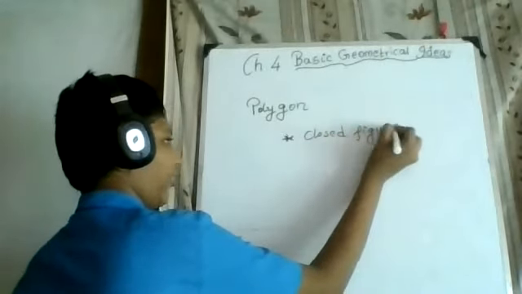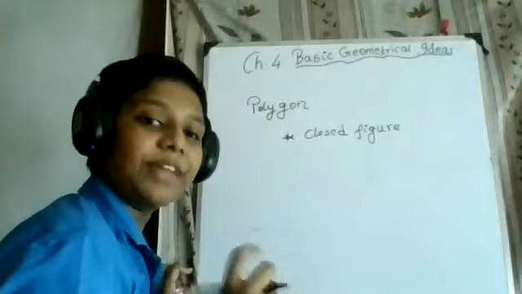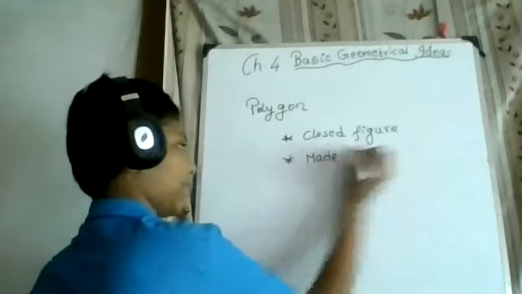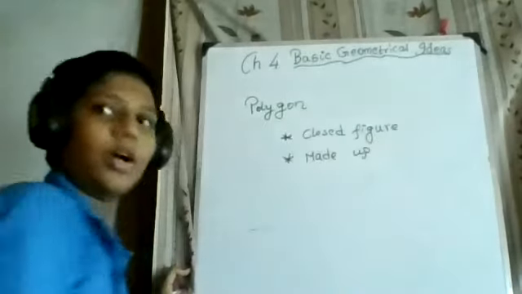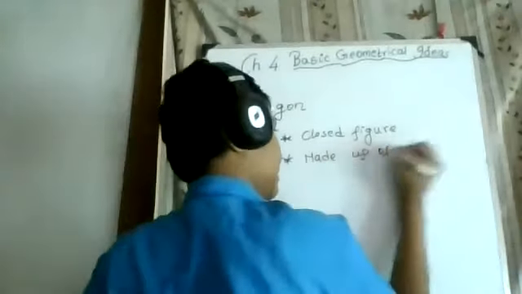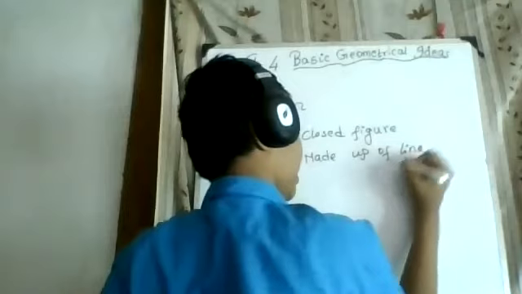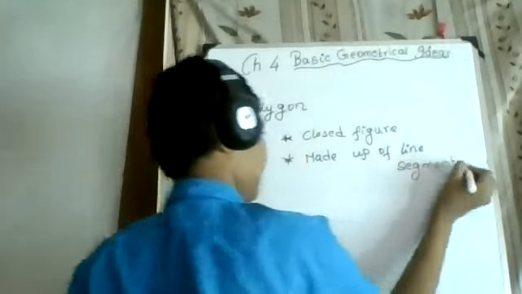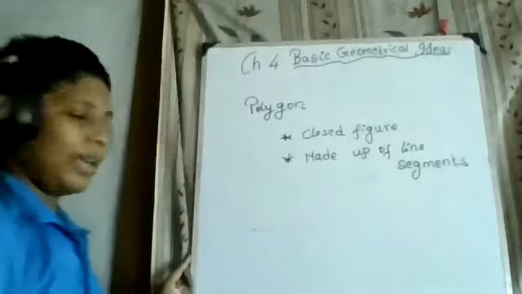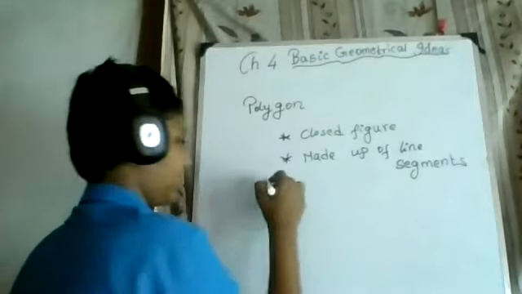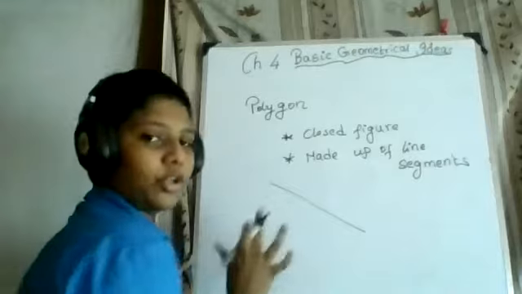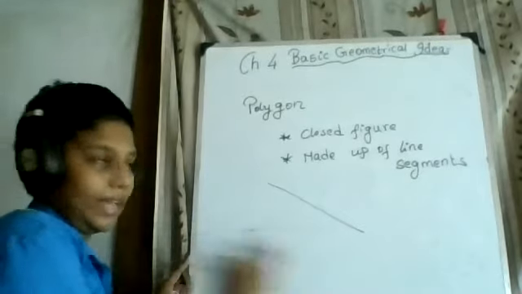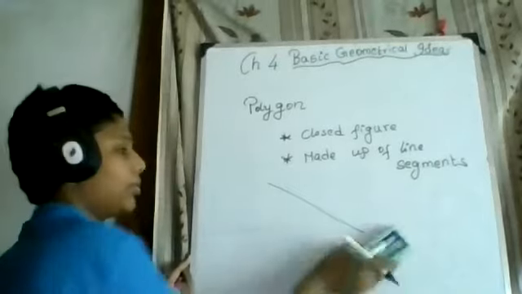A polygon is a closed figure made up of line segments. Now, let us take one line segment. It is not closed, so there is no polygon with one line segment.